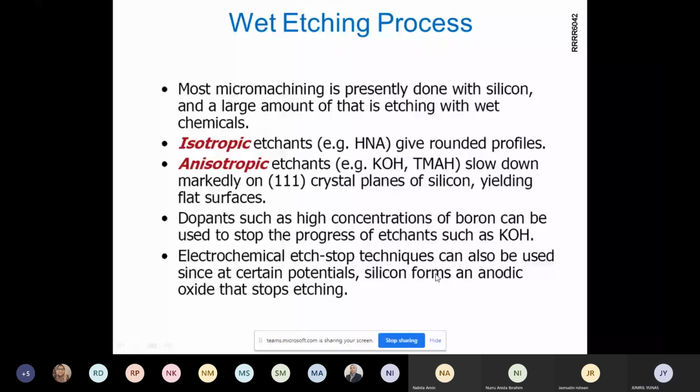So isotropic etching means that this solution attacks any direction inside the silicon substrate. So it gives a rounded profile. While anisotropic etching considers the crystal orientation of the silicon.